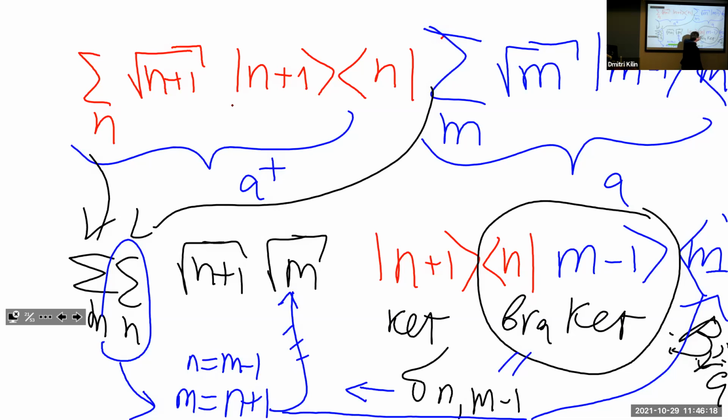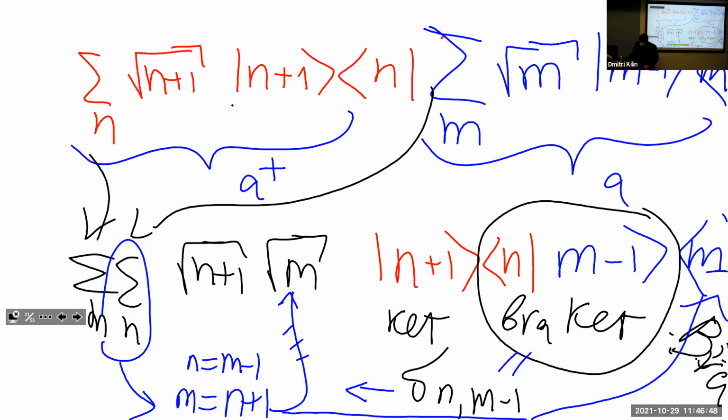So we can focus on these two middle portions and say if n equals m minus 1, then it will be 1, otherwise it will be 0. So we are replacing this encircled thing with delta n comma m minus 1. And now we do have two summations, delta function, and then the junk.